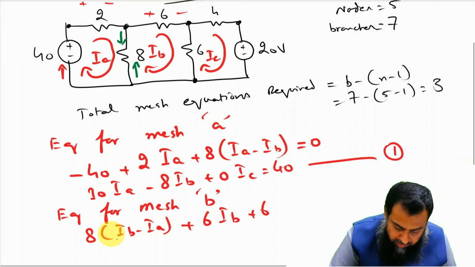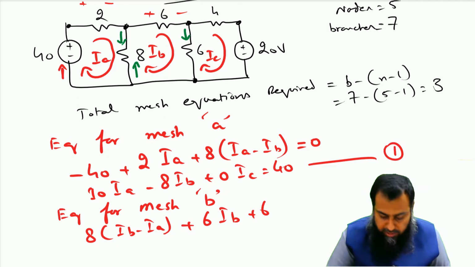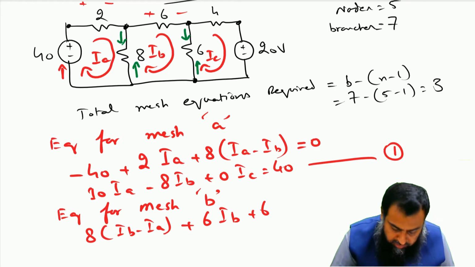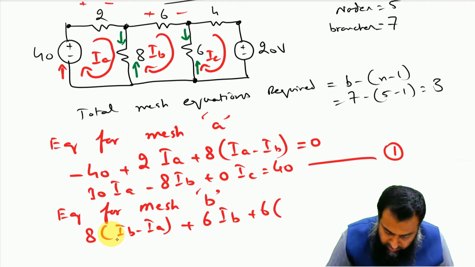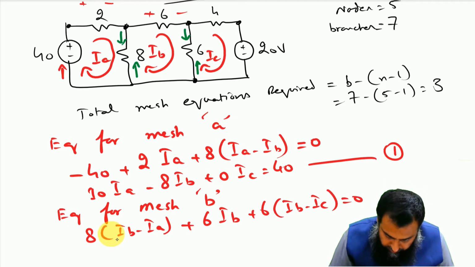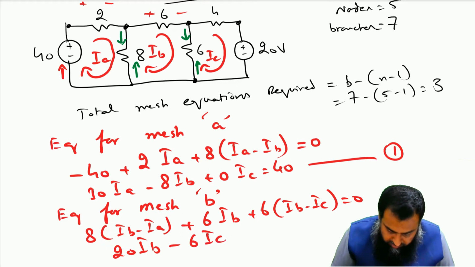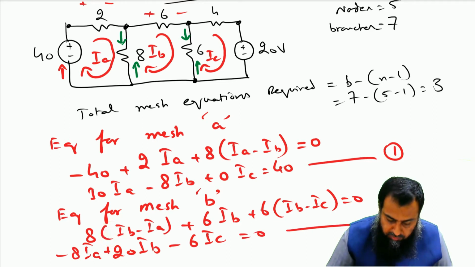Again, applying the same convention, IB is entering this 6 ohm resistance from the top side and IC is flowing into this 6 ohm resistance from the bottom side, and therefore we have plus 6 into IB minus IC, and that is equal to 0. Now if I further rearrange this, we have 20 times IB minus 6 times IC minus 8 IA equal to 0, and this is my equation number 2.